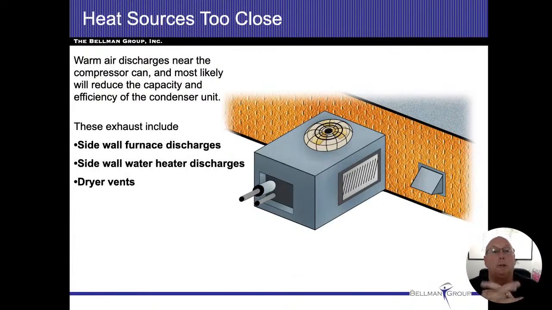Warm air discharges near the compressor can most likely reduce the capacity and efficiency. So sidewall furnaces, sidewall water heater discharges, and dryer vents. Now the sidewall furnace discharges, I mean, the furnace and the air conditioner are not going to be running at the same time. And if they are, they might be two separate units. So because of efficiency, I can't buy into that one.